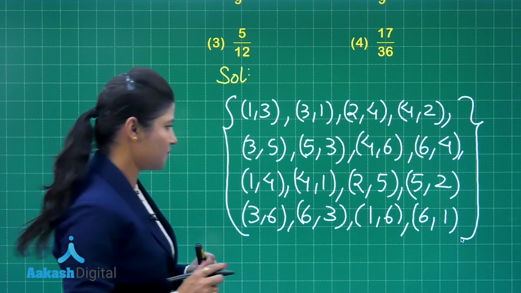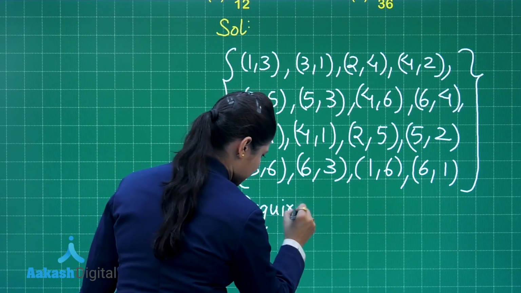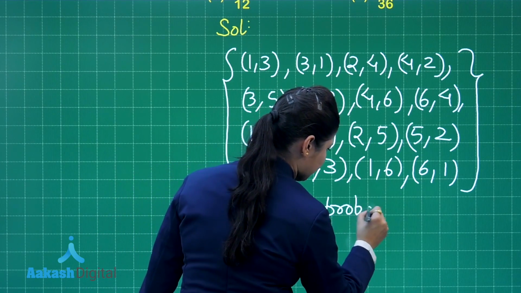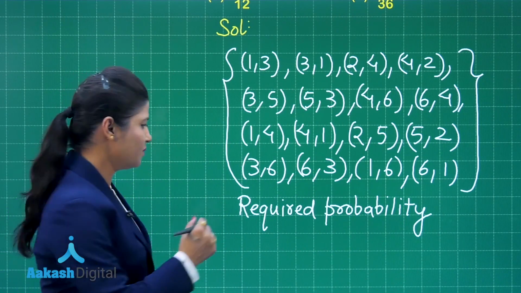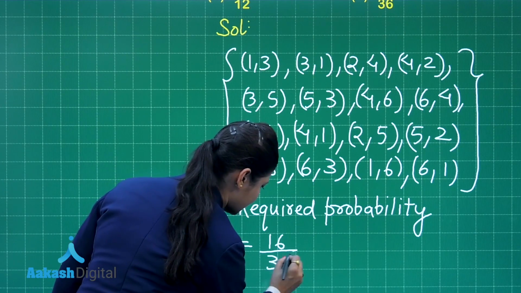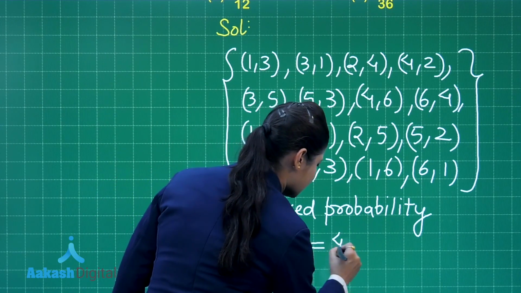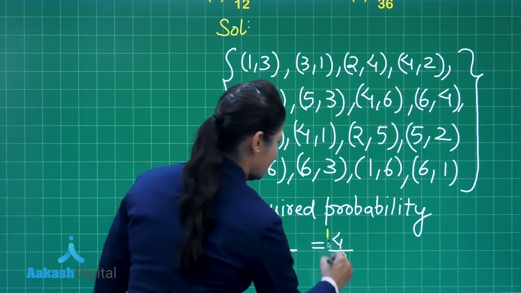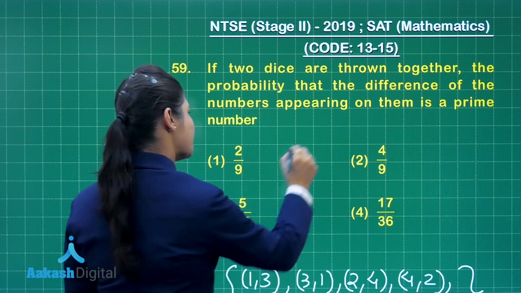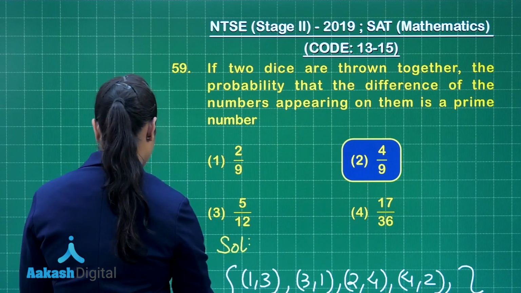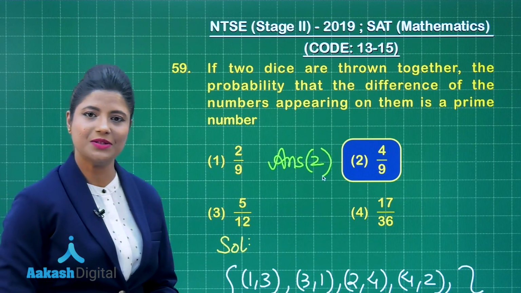So I could write that the required probability of getting the difference of a prime number when two dice are thrown will be equal to 16 upon 36, because you have a total of 6 into 6, that is 36, possibilities. You can simplify this and get your answer as 4 upon 9. So this is the required answer for this question. Let's get back to the options provided. You can clearly see the correct answer is provided in option number 2. You can mark the answer as option 2. I hope it is clear to you. Now let's proceed to our next question.